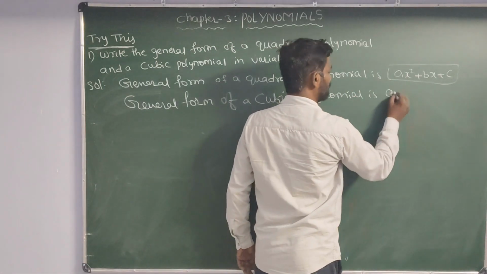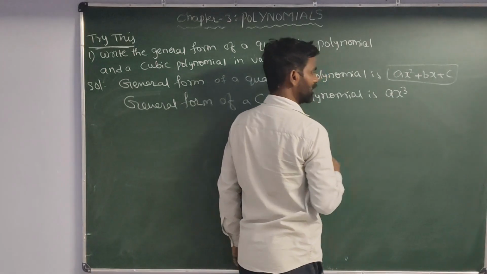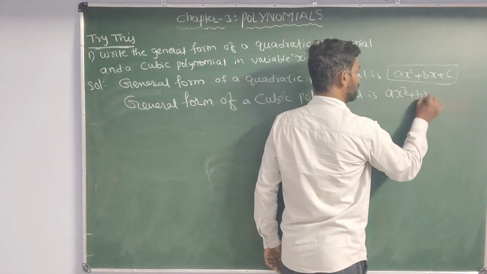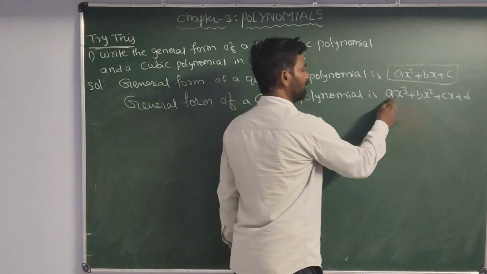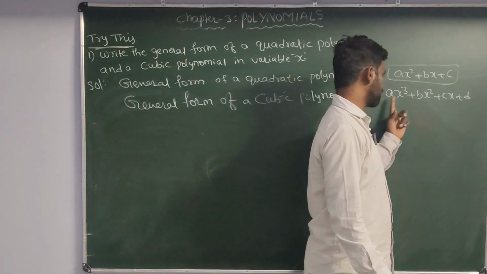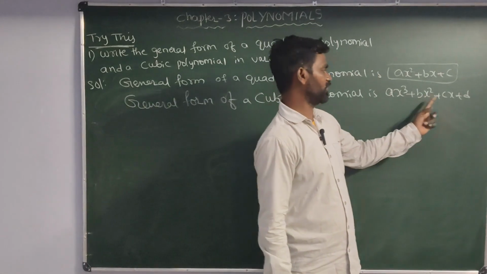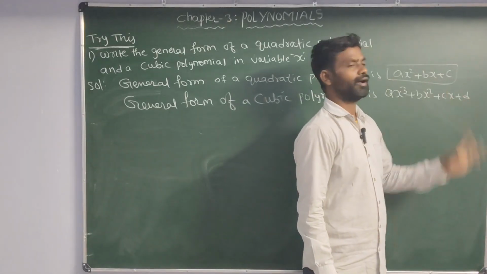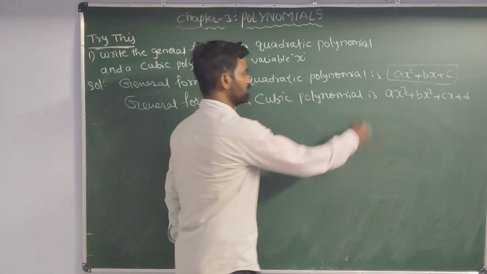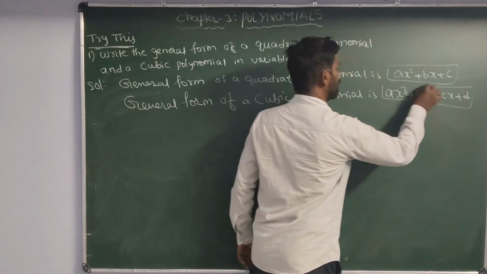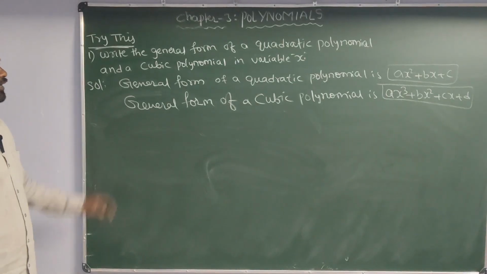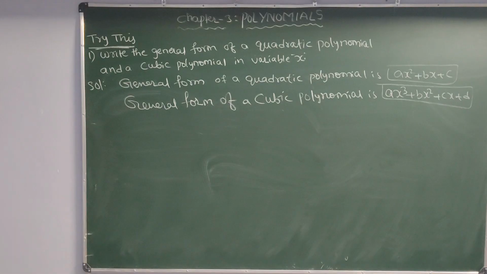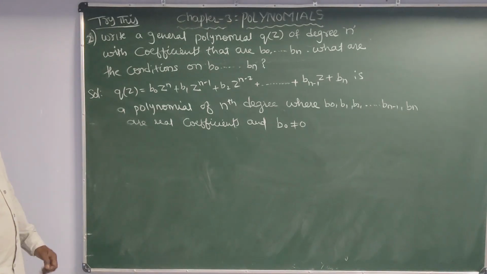is, we have to write ax cube plus bx square plus cx plus d. So this a is the coefficient of x cube and b is the coefficient of x square, c is the coefficient of x, and d is constant. Okay. So these are the standard forms of quadratic and cubic polynomials in variable x. Right. Okay, students.